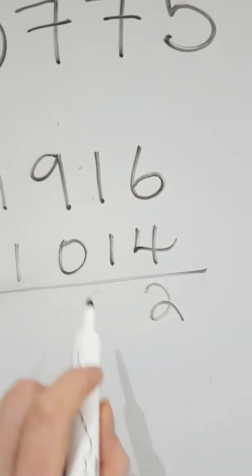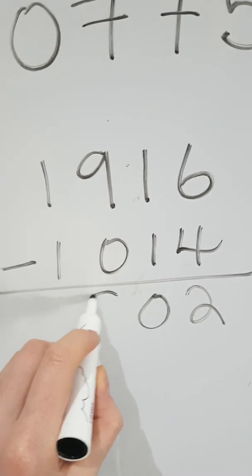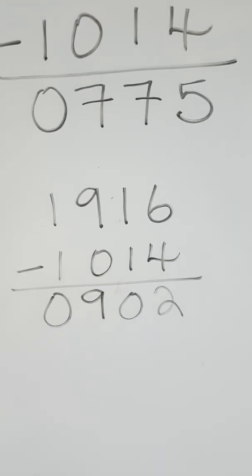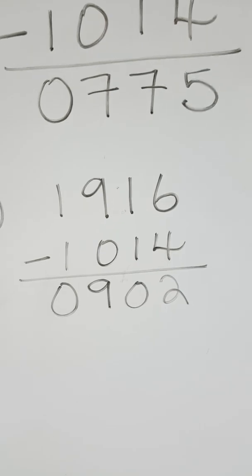So 6 minus 4 is 2. 1 minus 1 is 0. 9 minus 0 is 9. And 1 minus 1 is 0. So it's 902 years forward.